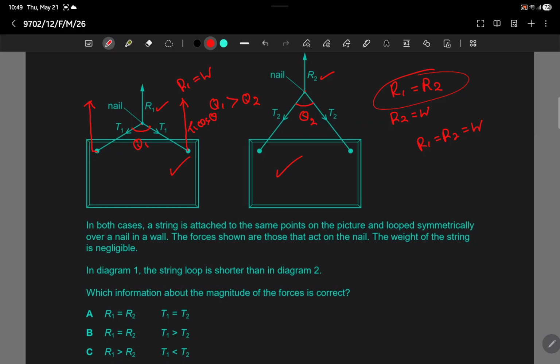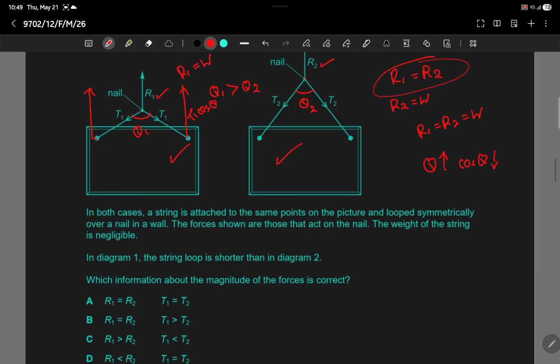Whenever you increase the theta, for example, let's say we put T1 cos 45, we get 0.7. If we increase the theta to cos 90, we get 0. Then cos 140, we get a negative. So as theta increases, cos theta decreases, right? And as cos theta decreases, your T1 will have to increase to compensate.